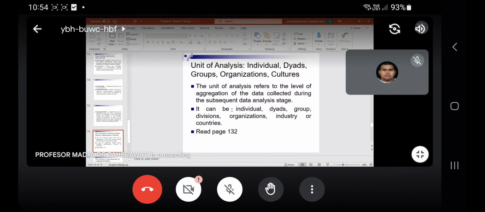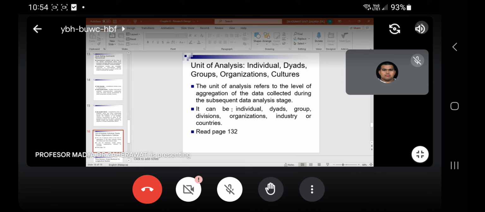Okay, 3.1 research design. Now we go for 3.2, which is unit of analysis. So at first you have to define what is unit of analysis, which can be defined as individuals, groups, divisions, organizations, industries, or countries as your respondent.